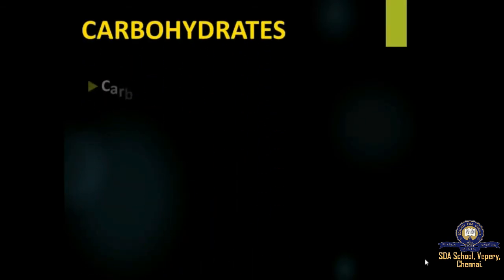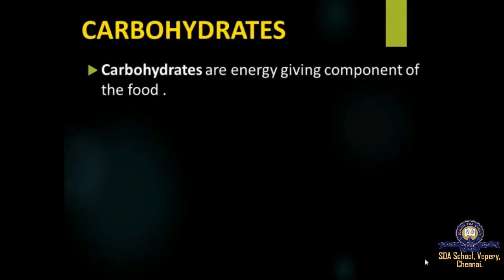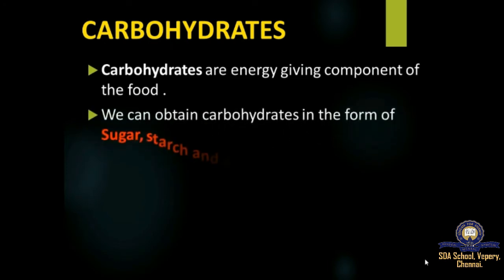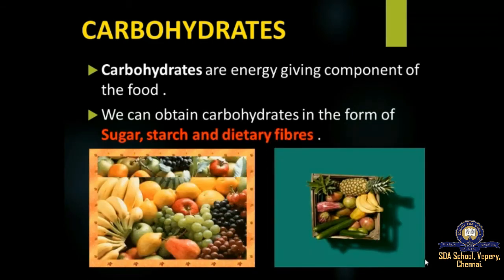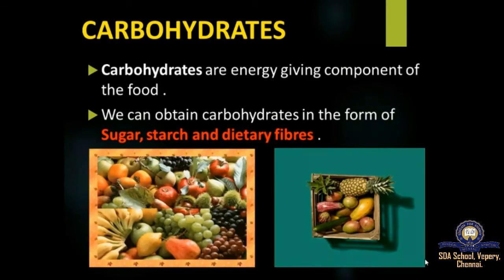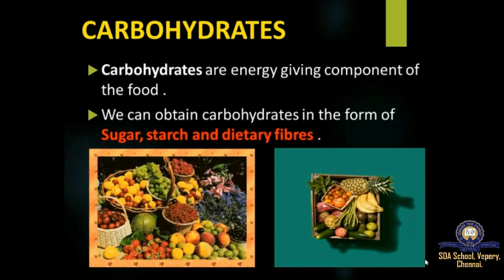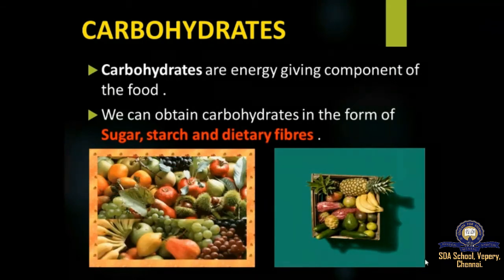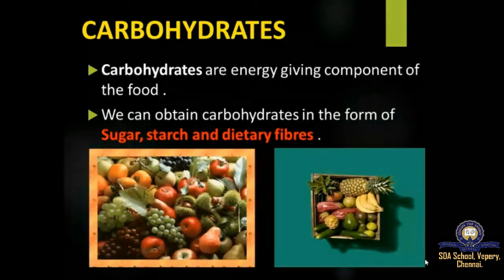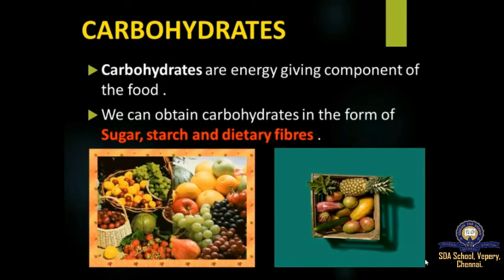So what are carbohydrates? They are the energy giving components of the food. We can obtain carbohydrates in the form of sugar, starch, and dietary fibers. The dietary fibers are found in edible plant foods such as cereals, fruits, vegetables, dried peas, nuts, lentils, and grains.